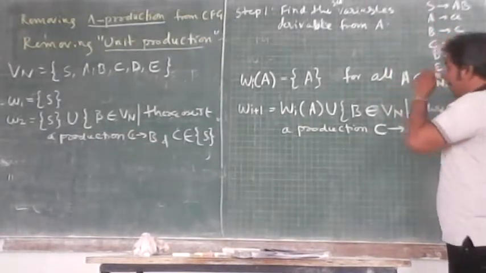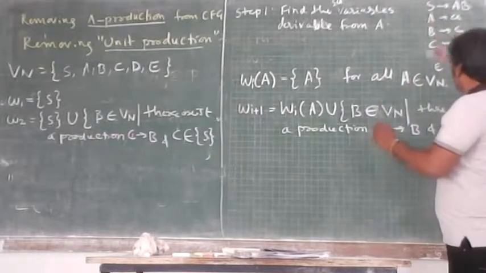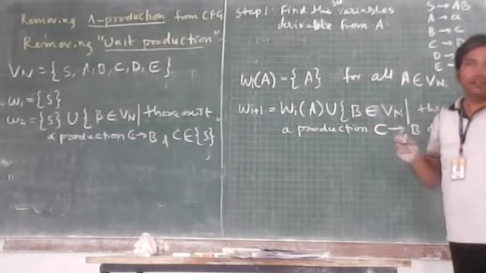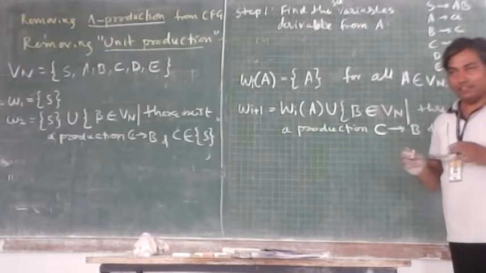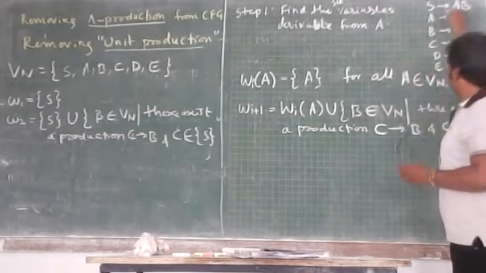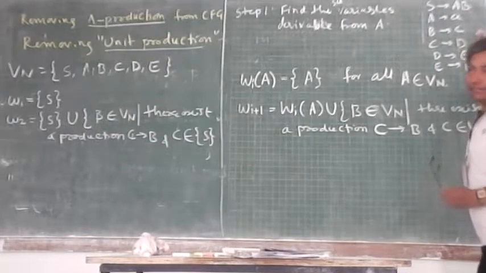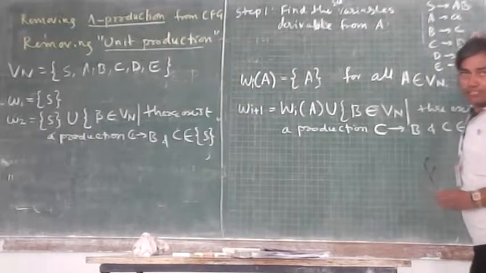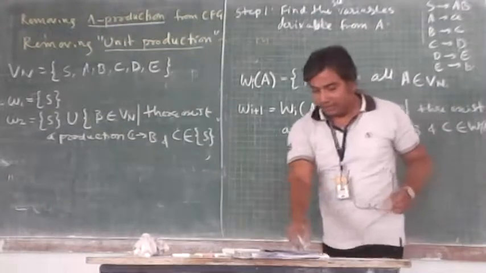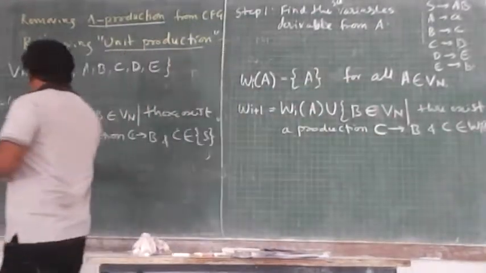Which are the productions of S here? S productions are AB, which is not a single variable, it is two variables. So you have to see such variables which have a single variable at the right hand side. Are there any such productions? No. In that case, no variable will get added to this W2.